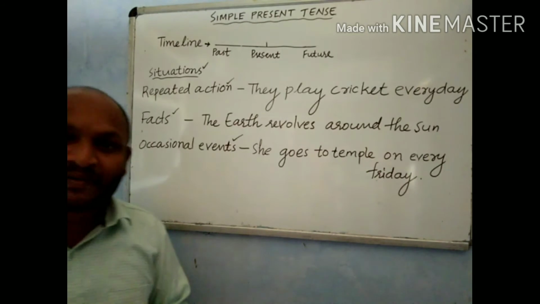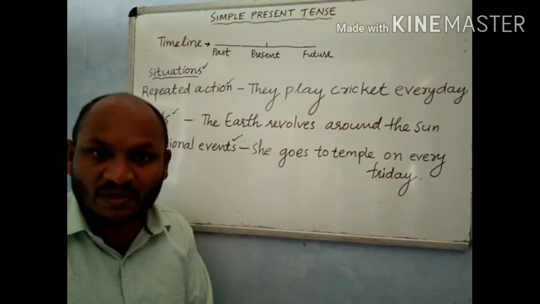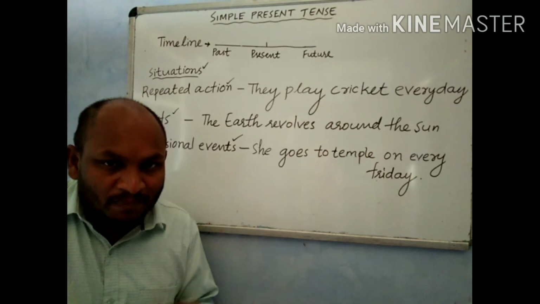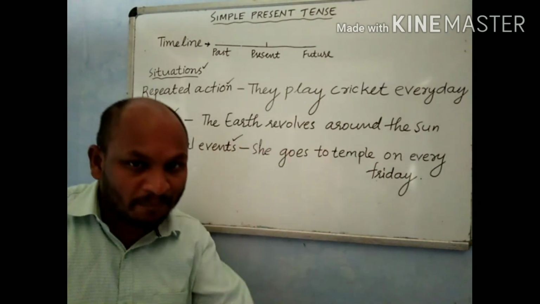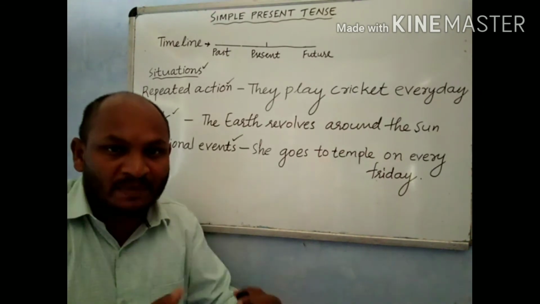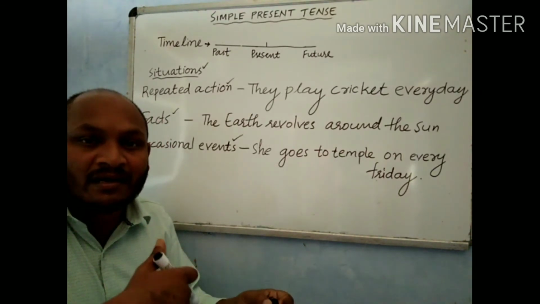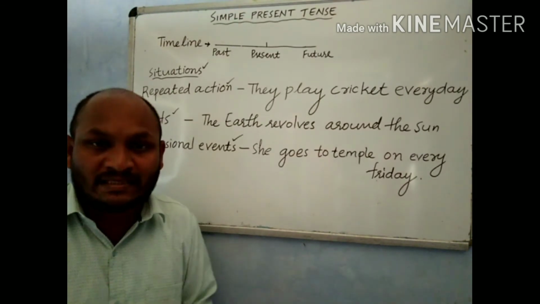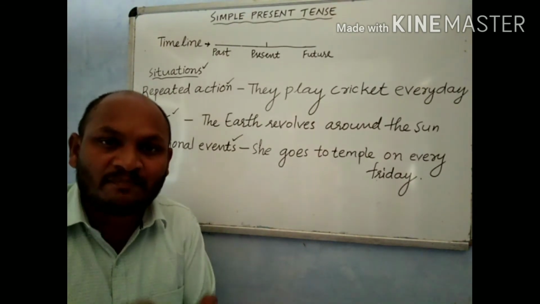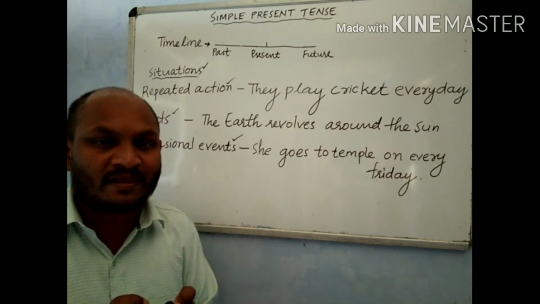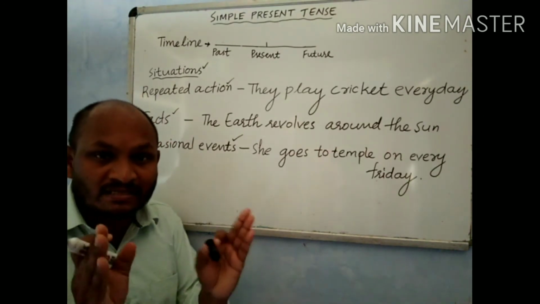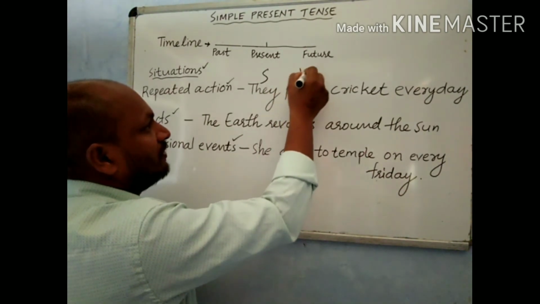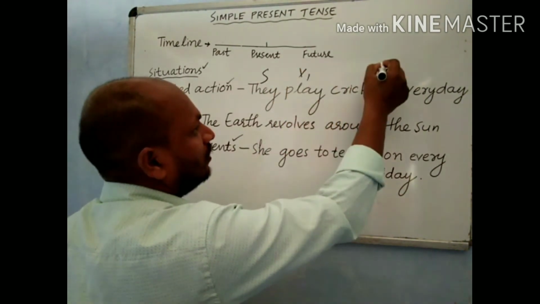They play cricket every day means it happens regularly. Yesterday they played cricket. Today they play cricket. Tomorrow they will play cricket. That means daily it happens. To speak of repeated or regular actions, we shall use simple present tense. See the simple present tense rule, we know that it is subject plus V1 plus object.